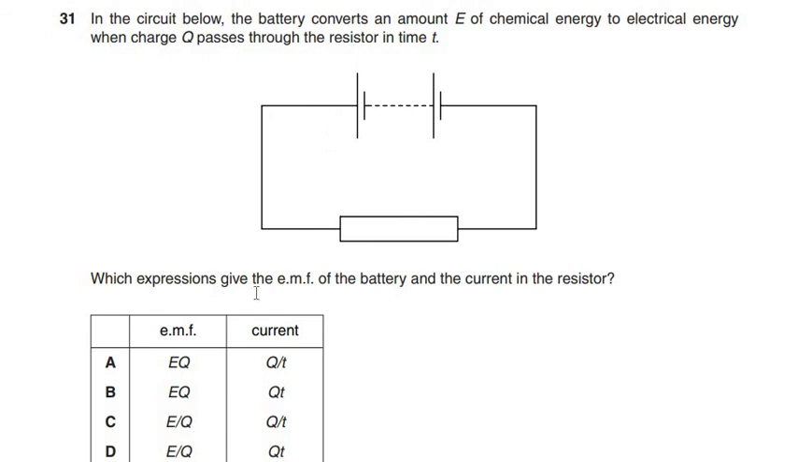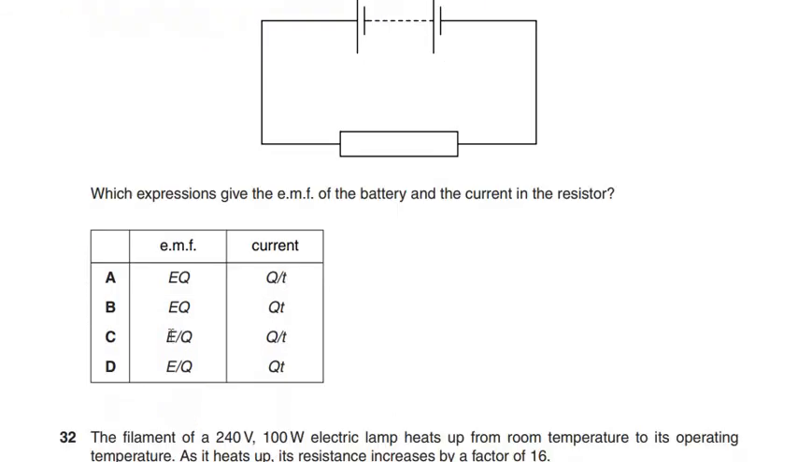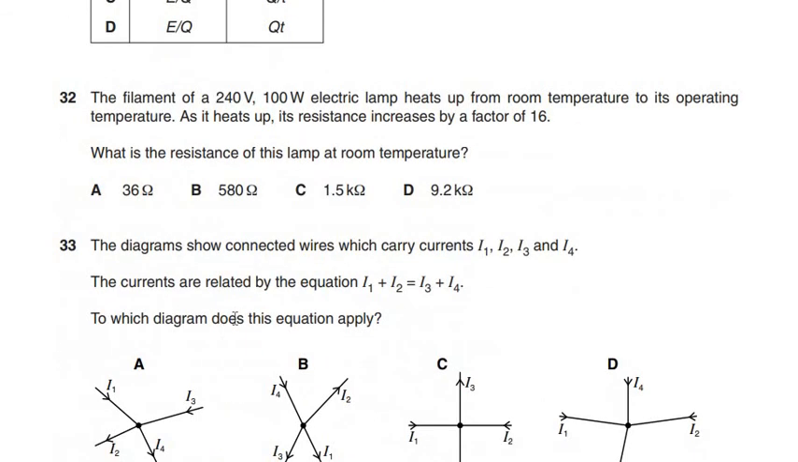Again, a simple question. Which expressions give the EMF of the battery and the current in the resistor? Alright, so for this, your answer is going to be C. EMF is E by Q and current is Q by T. Again, these are equations.